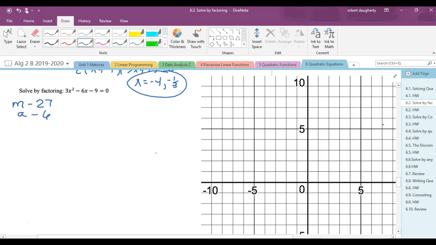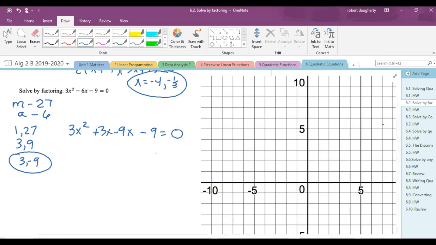Okay. So factors of 27 are 1 and 27, 3 and 9, and that is it. Okay. So is there a way to combine these to get a -6? Yeah. So 3 and -9. So I rewrite this as 3x squared plus 3x minus 9x minus 9 equals 0. Now you got to pay real close attention to the minus signs here. That's what trips people up in this one.